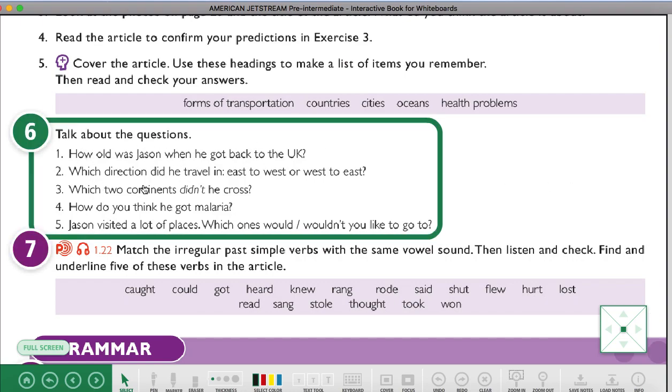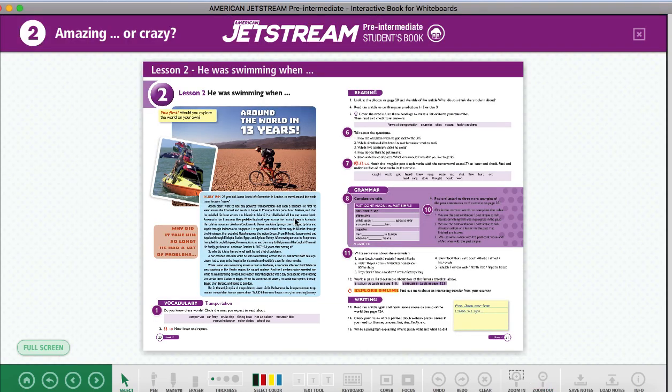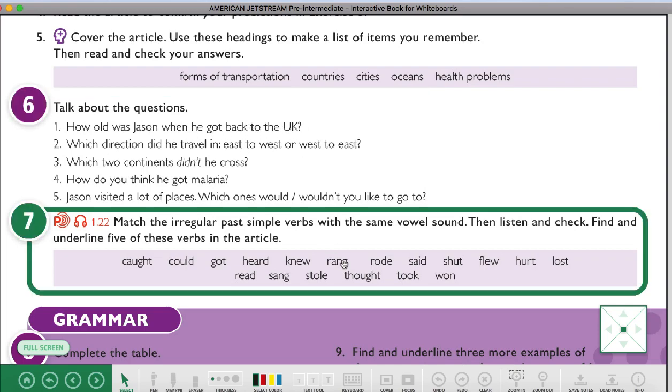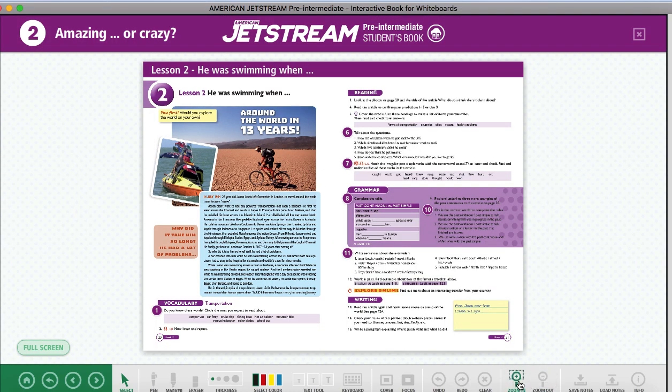These questions over here are about the text, the article over here. So now you have to read the article and answer the questions in the audio. Remember the audio. Question number 1: How old was Jason when he got back to the UK? Well, I think that blah, blah, blah. Okay? That's the activity. Then we have number 7.